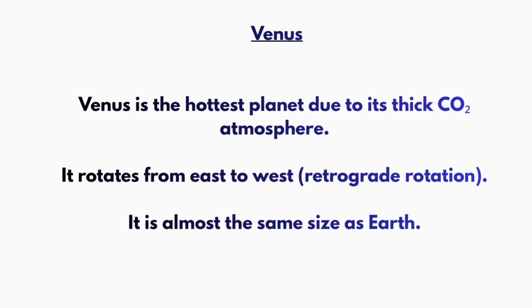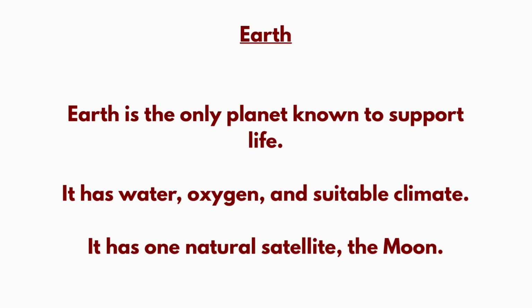So Venus is hotter than Mercury due to its thick atmosphere. Now we will talk about Earth. Only planet known to support life. Has air, water and moderate temperature, suitable distance from the sun, and Earth is called the living planet.